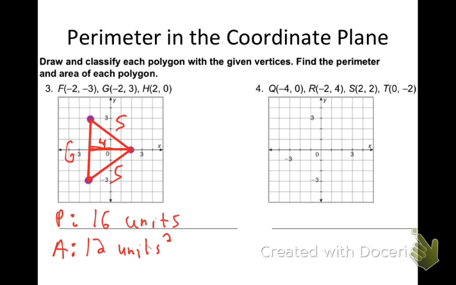All right, number 4. So let's plot the coordinates here. -4, 0. -2, 4. 2, 2. And 0, -2. I plot the coordinates. Quiet down. Plot the coordinates. Then I connect the dots.